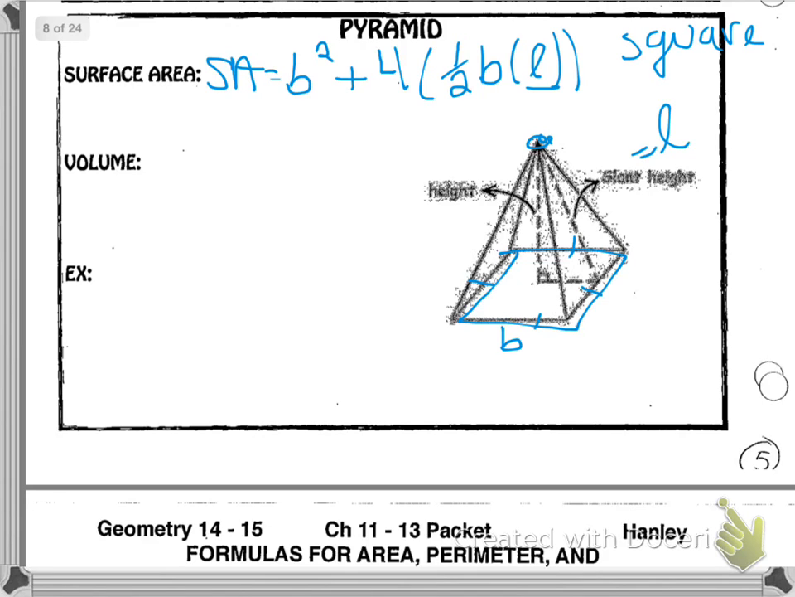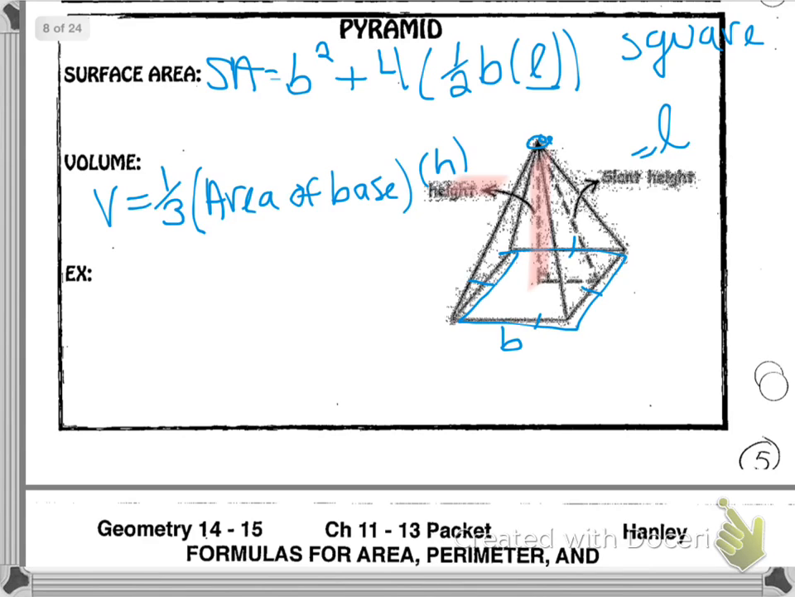Again, if it's a rectangle, you won't have 4 of the same faces. You will have to calculate each area for each face and add them all together. Okay, for volume, we have 1/3 times the area of the base multiplied by the actual height. So that height that's like an altitude right in the center. So area of the base times the height.